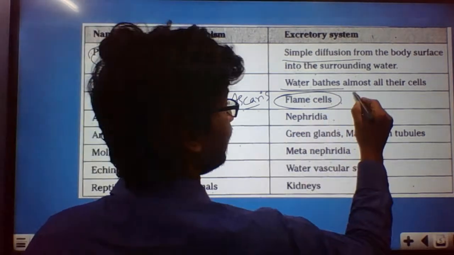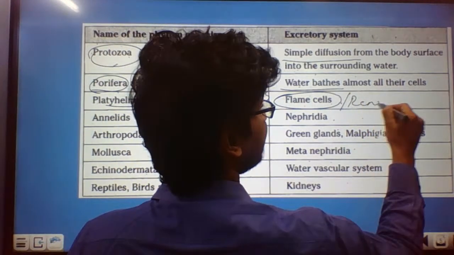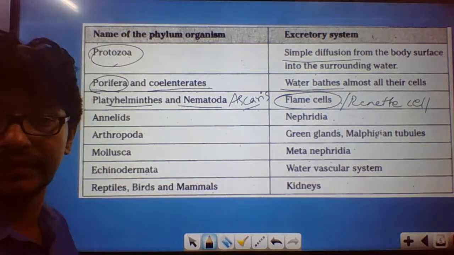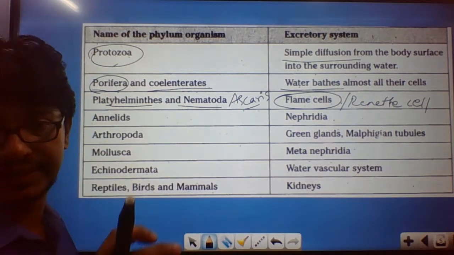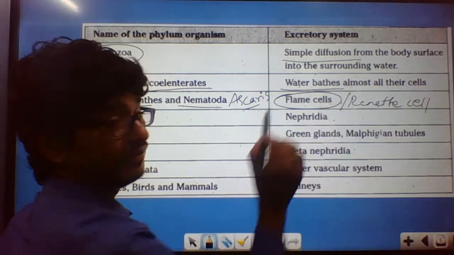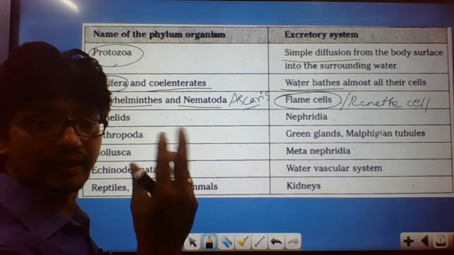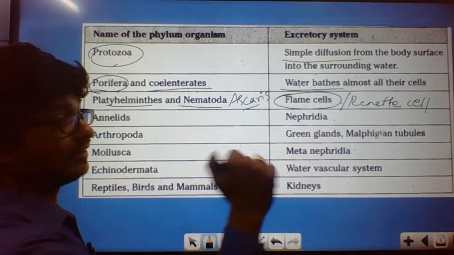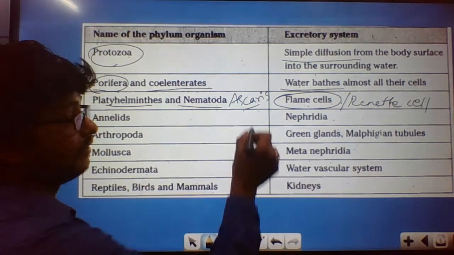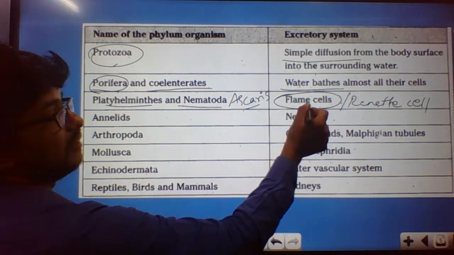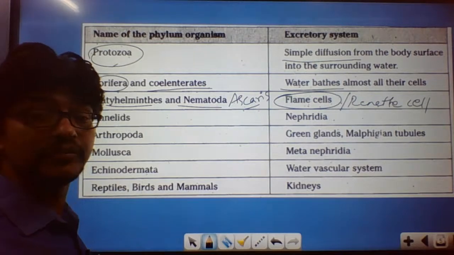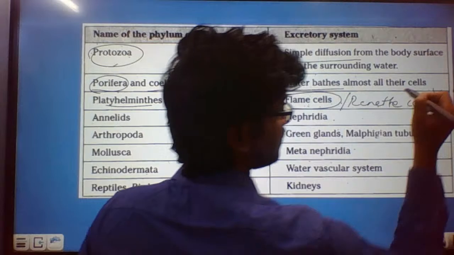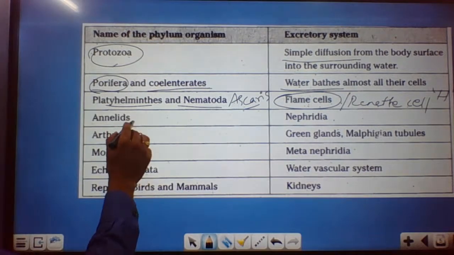In this flame cell, the particular type of cell is called an H-shaped cell, and sometimes that is called a Renette cell. In Ascaris, you could see a type of H-shaped cell. This H-shaped cell, we call it like a flame, because it looks like cilia moving, it moves like a flame. That is the reason why we call it a flame cell in Ascaris, the nematodes and platyhelminthes. But exactly what is inside the flame cell? The H-shaped structure. The cell is called the Renette cell.